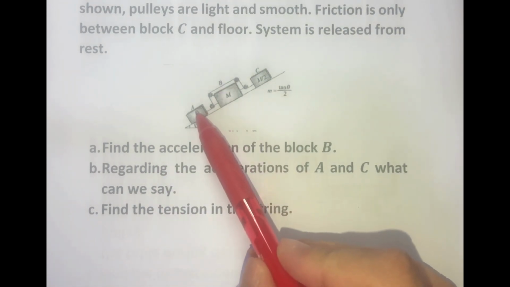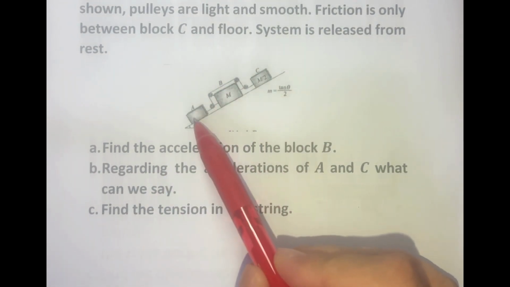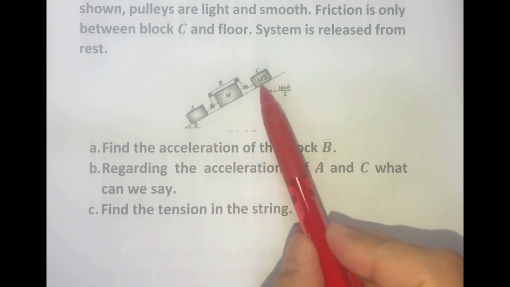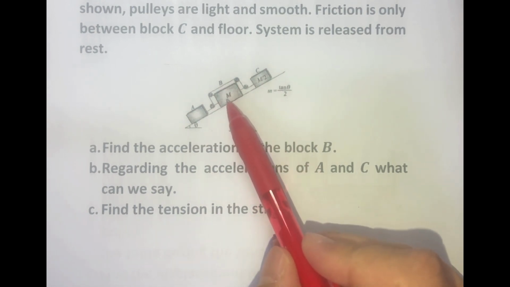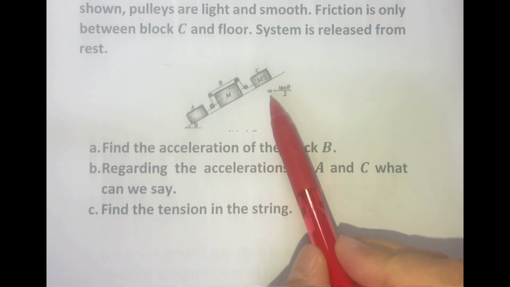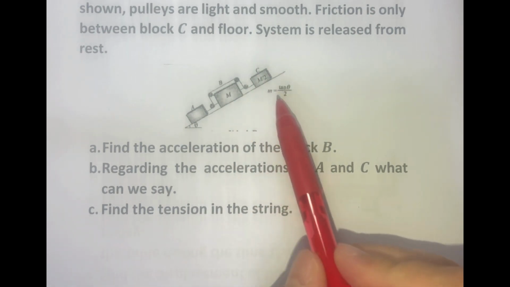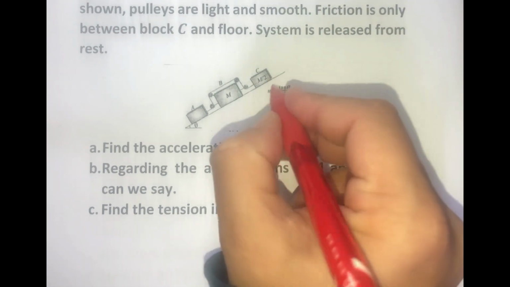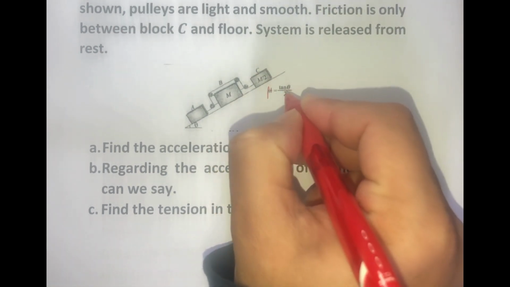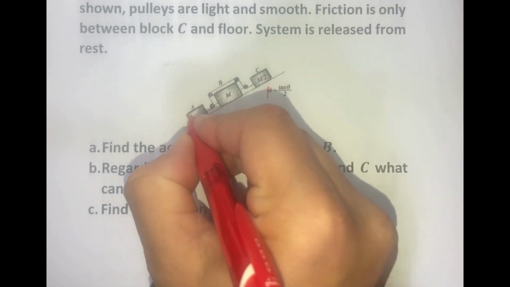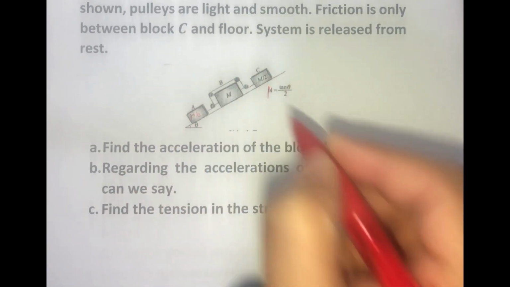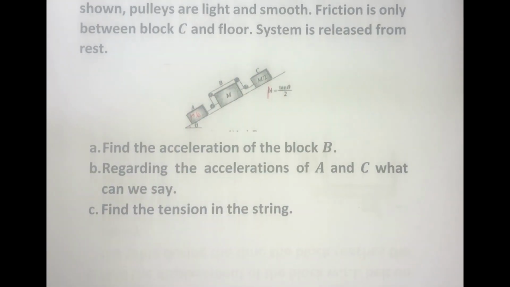So there are three blocks A, B and C. The mass of A and C is m/2, and block B has a mass of m. The friction is only between block C and the inclined plane, and the coefficient of friction mu is given as tan theta divided by 2. So first, what is the acceleration of block B?